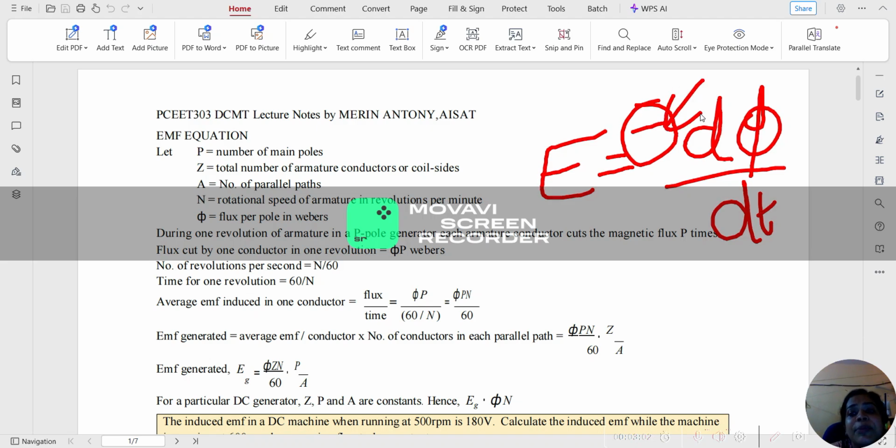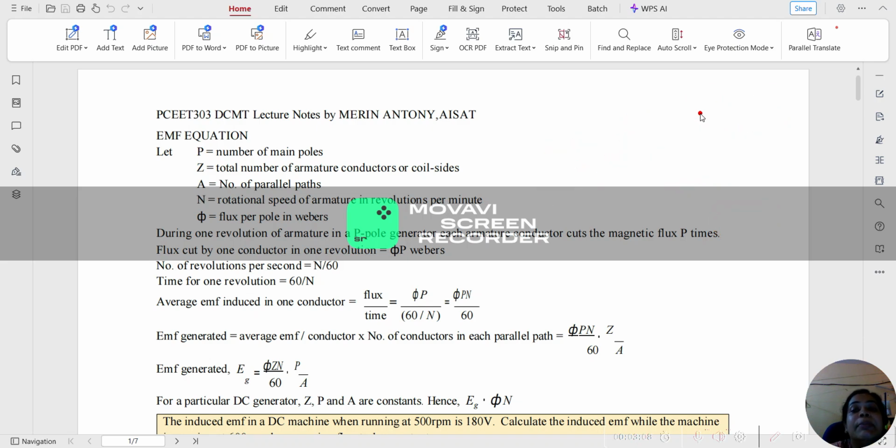The cause produced is the change in flux. So the EMF will be produced in a direction opposite to the change in flux, right? We get the EMF in such a way that it opposes the change in flux. We also want to find the generated EMF in a DC machine. First we will find the EMF generated in one conductor, and then, if there are n conductors, what the EMF generated will be.